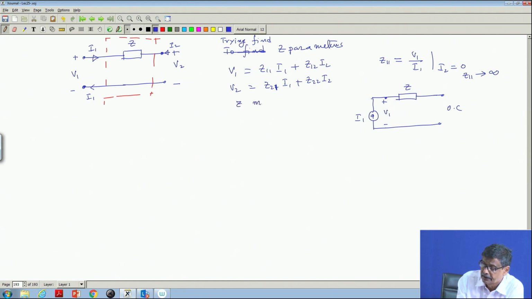Z matrix does not exist, not possible. Z 11 is infinity.